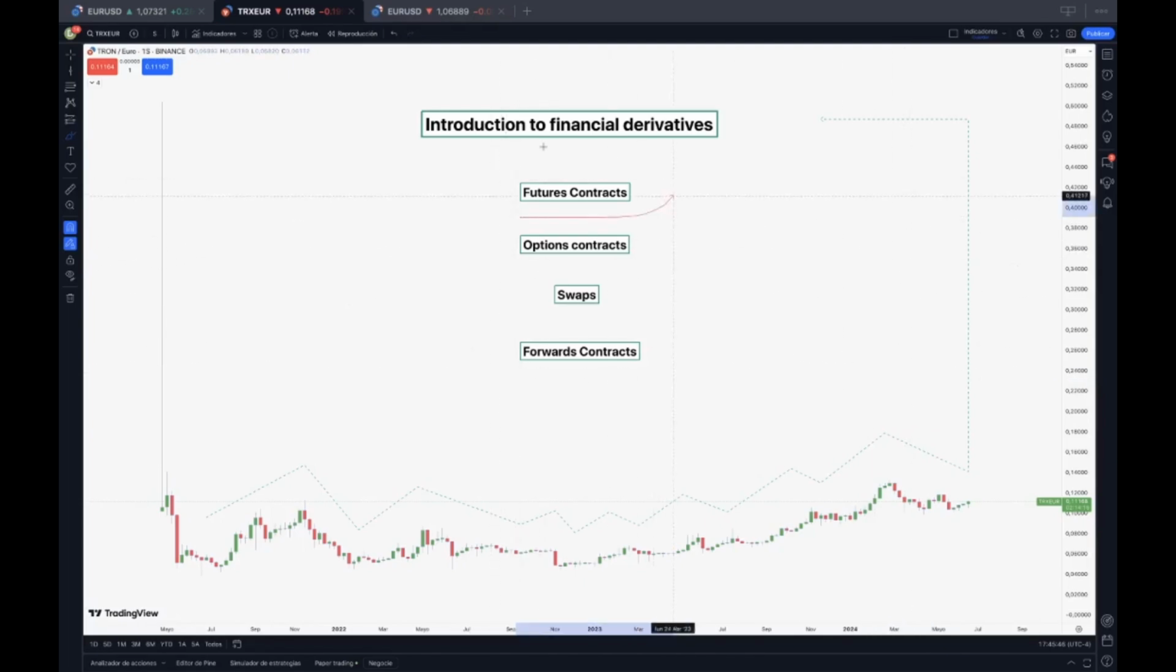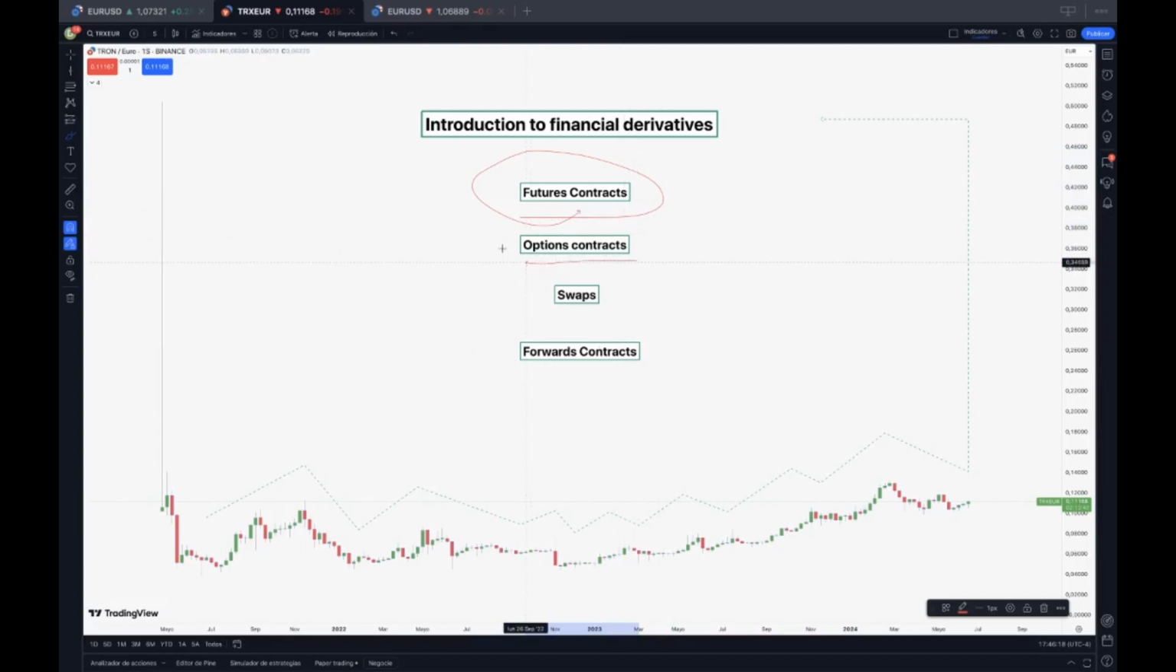Let's start with futures contracts. A futures contract is an agreement to buy or sell an asset at a predetermined price at a specific time in the future. It is commonly used to hedge against price changes in commodities, for example oil or gold, and also financial instruments, for example currencies and bonds, or even stock indexes.